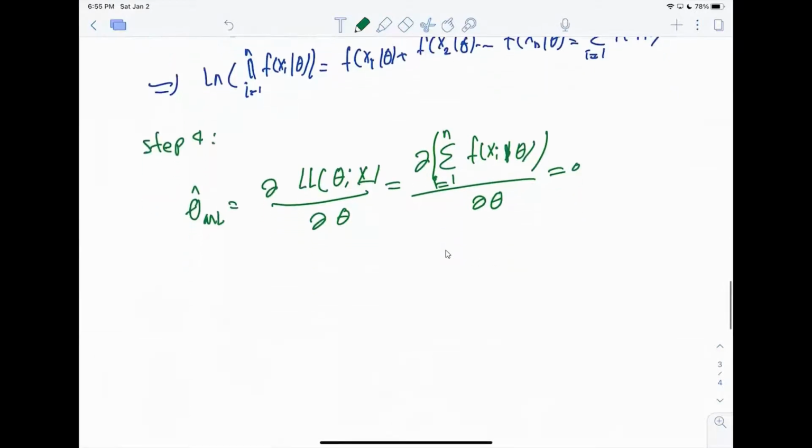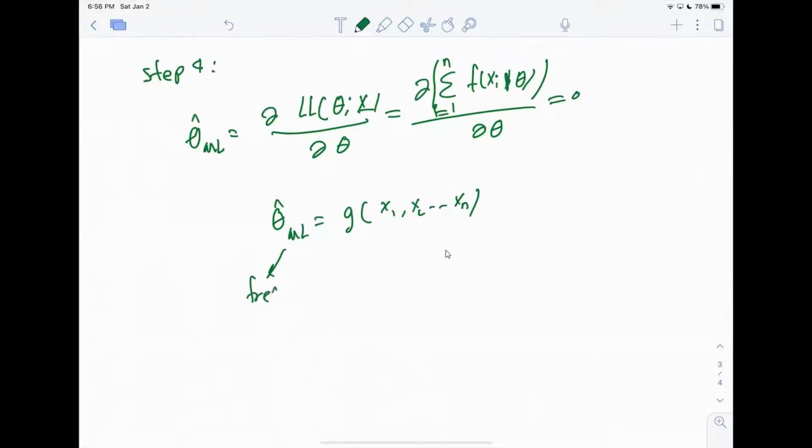So now what is this theta ML? What's the form of this? It's going to be something like g of x1, x2, all the way to xn. It's going to be a function of the data, right? The theta ML is going to be a function of data. I explained this in the last video, Bayesian versus frequentist estimation. What do I mean by that? The theta ML, this maximum likelihood estimation, is a frequentist approach. I will remind you again, this is a frequentist approach. Frequentists only use data to estimate the parameter. Only use data.